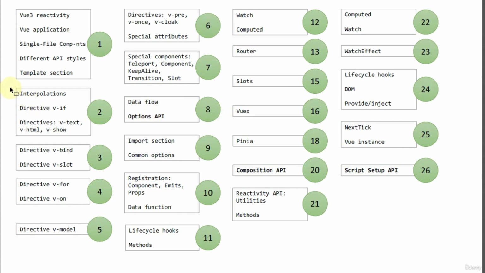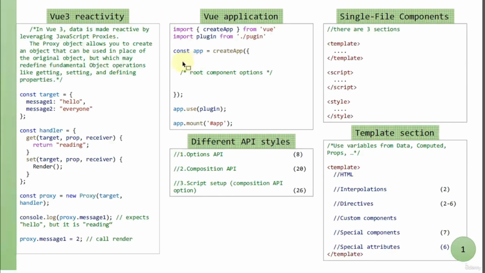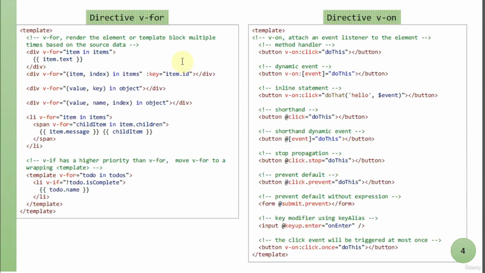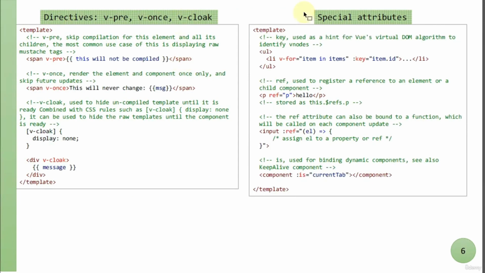Now please open the main menu, and now you know about the most popular directives: vIf, vShow, vBind, vSlot, which I will explain to you later, vFor, vOn, vModel. And now I want to discuss these directives. Please open page number 6. So there are directives vPre, vOnce and vCloak.